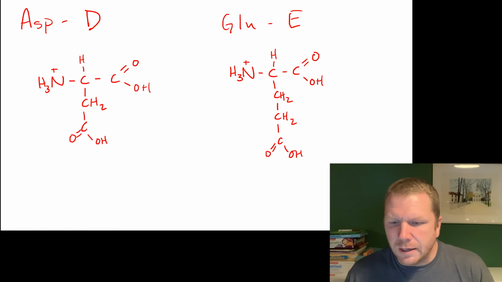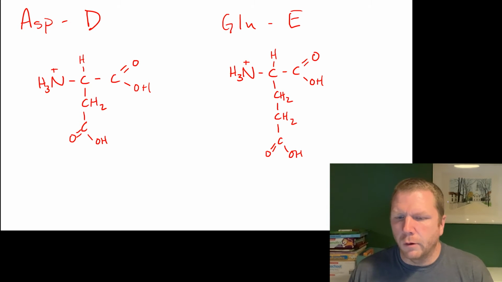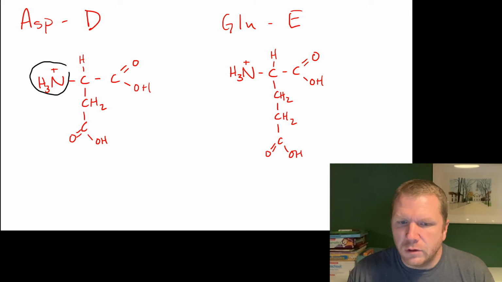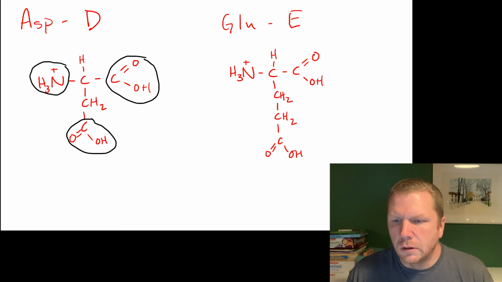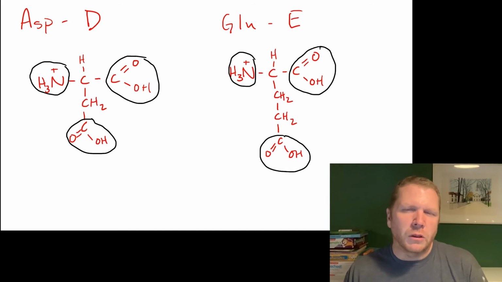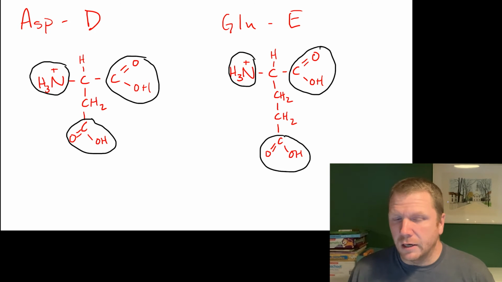Okay, so there's my structure for both the aspartic acid and glutamic acid. Now, like I said, this is when these two amino acids are completely protonated. Well, how do you know when they're completely protonated? In order to understand that, you have to understand how these 3 different groups, our 2 carboxylic acids and our amino termini, change based on solution pH. I've circled my 3 groups on both aspartic acid and glutamic acid that are ionizable.